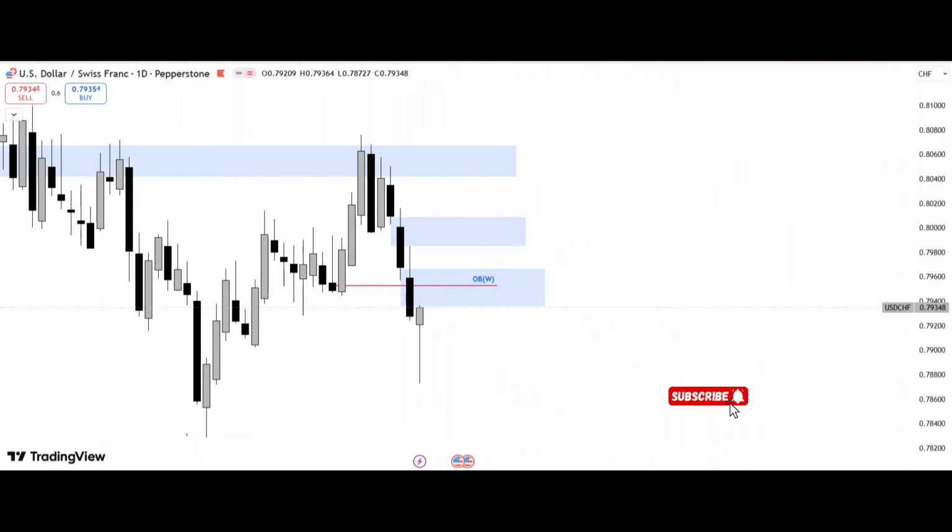So for bearish moves, because you can clearly see we've been bearish, we even have an order block here for the daily. This is right here, consecutive bullish candles, and then we had this bearish move. This is our order block, and also this is our weekly order block.